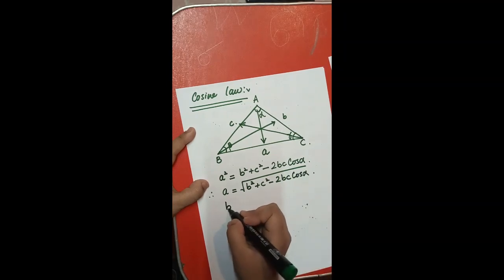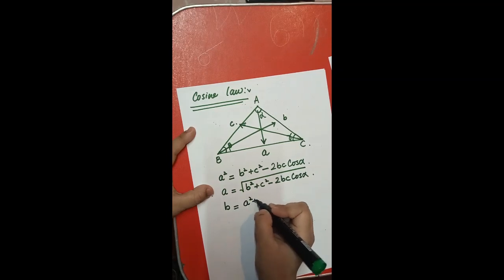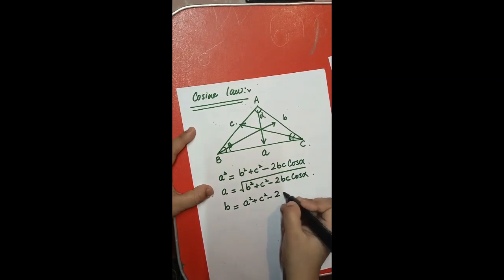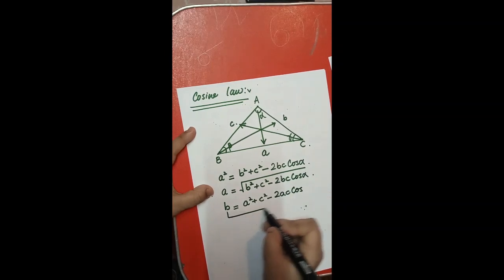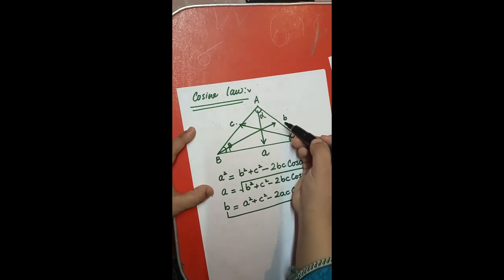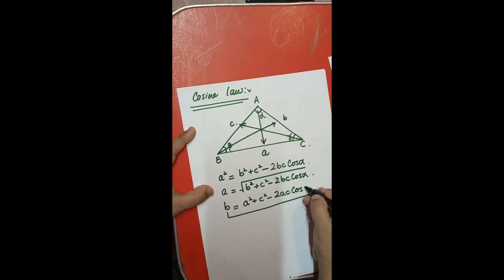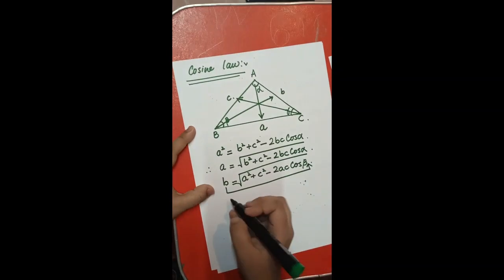So if we are going to find out about B, it will be A square plus C square minus 2AC, and the angle will be according to this. The angle opposite of B is beta, so we should write beta here. So the formula will be like this.